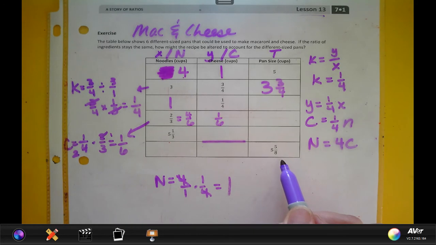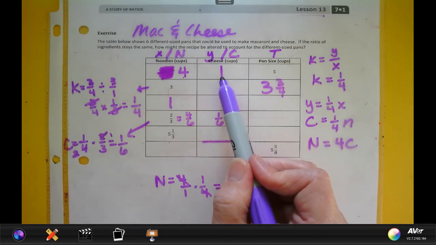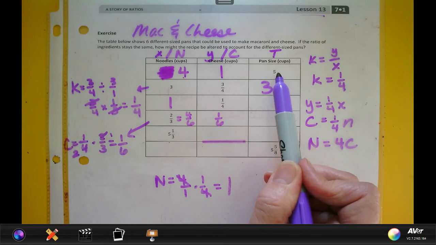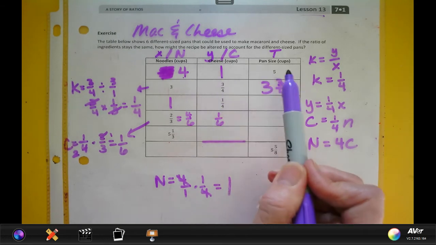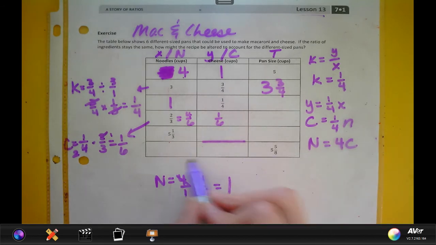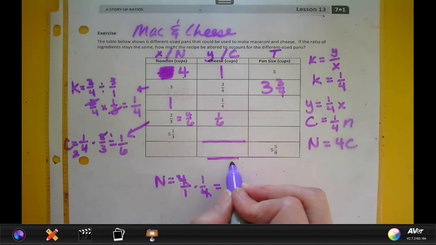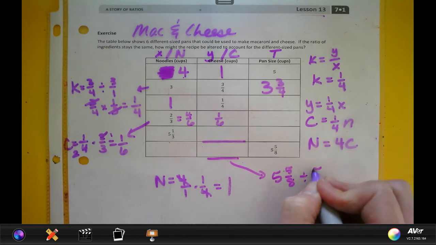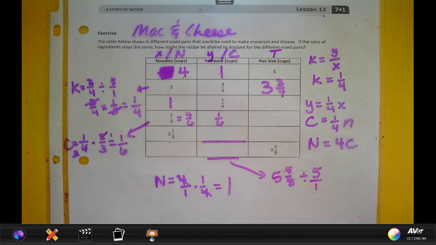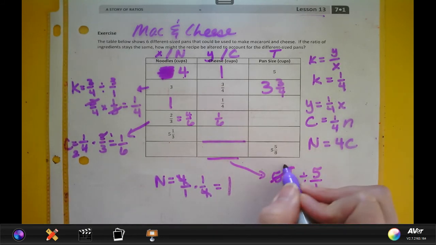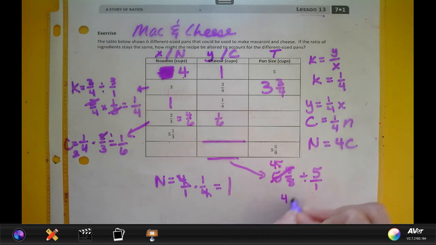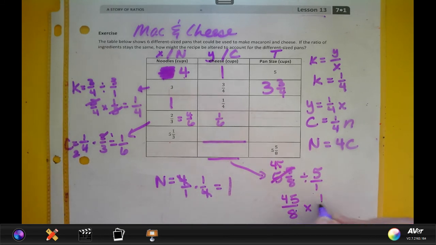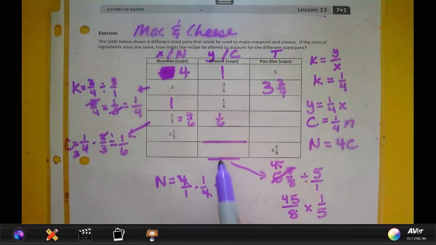Now, how do I solve this last one? It is the same thing. I've realized now, what is the relationship between this 1 and this 5? I can divide 5 by what to get 1? 5 divided by 5. So to solve this last one, to get this number right here, I am going to do 5 and 5/8 divided by 5. That becomes 5/1. 8 times 5, 40 plus 5, 45. 45/8 times 1/5. You can solve to get this box.